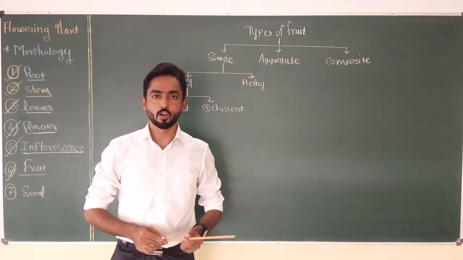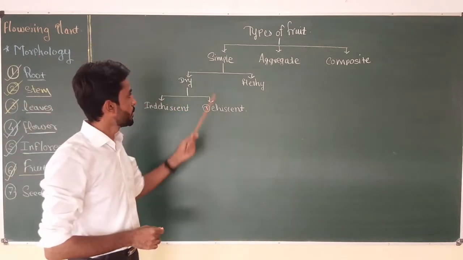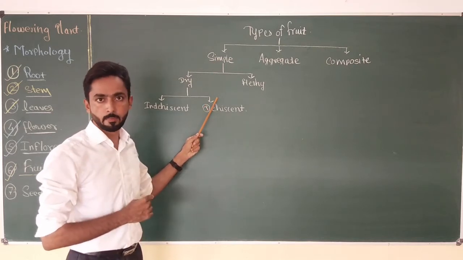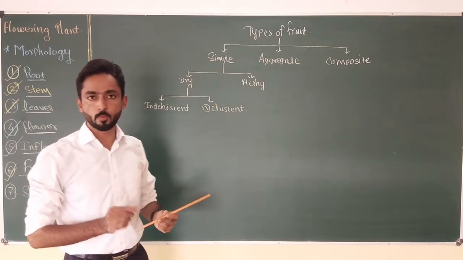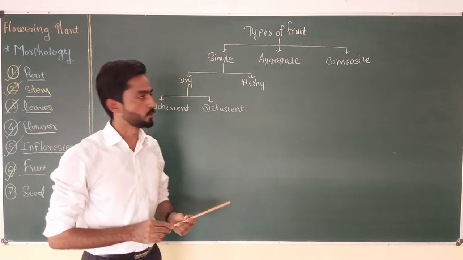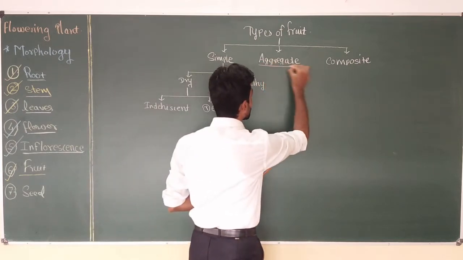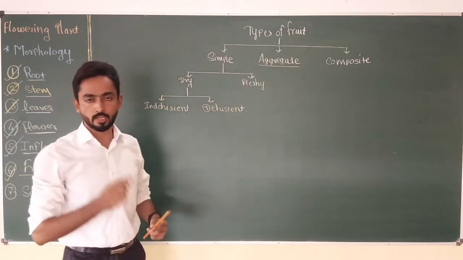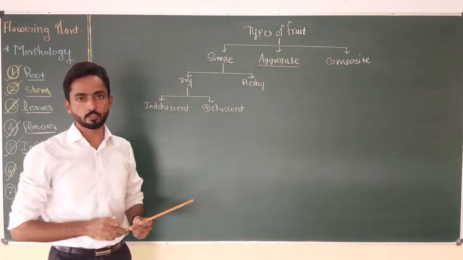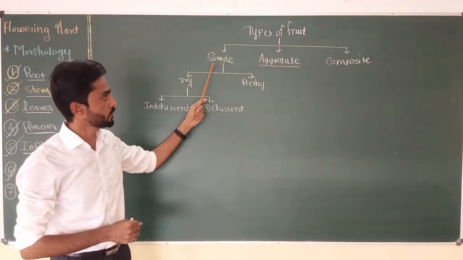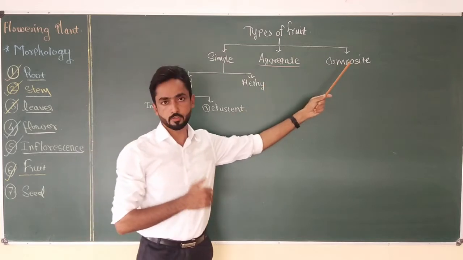Hello everyone. We have already discussed in detail about the simple fruit and its subtypes. Now in this video, I'm going to focus on the next type of fruit, that is aggregate fruit. There are three different types of fruit found in the angiospermic plant: simple fruit, aggregate fruit, and composite fruit.